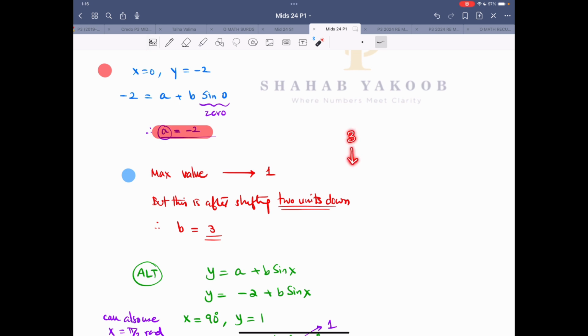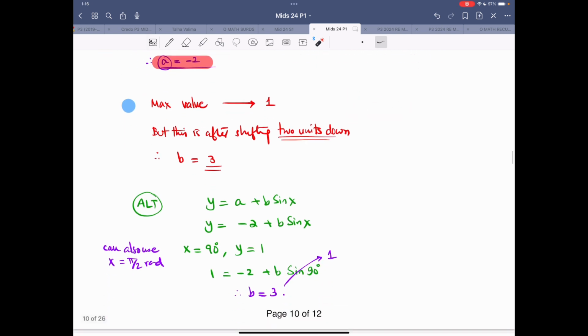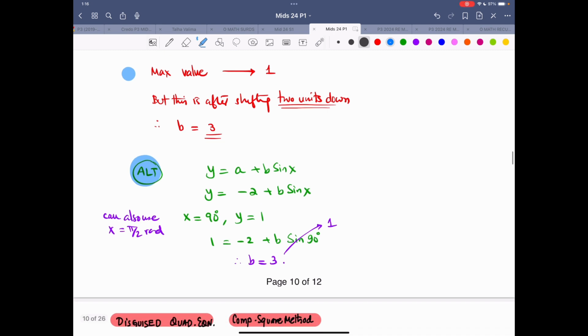We shift it down, it becomes 2 because of this negative 2. That is one approach. Now for this part, I also have the alternative. What is the alternative? Again, plug in the values. y = a + b sin x. a is plugged in as negative 2.